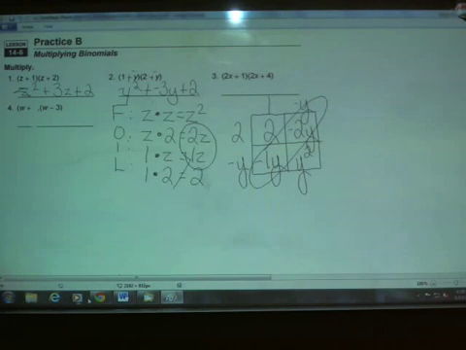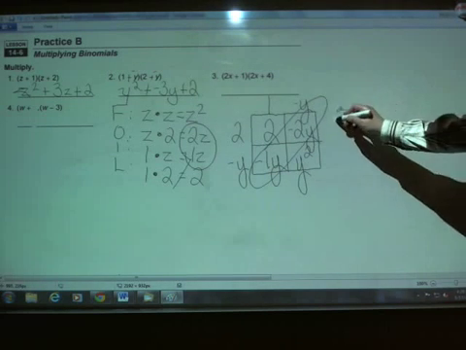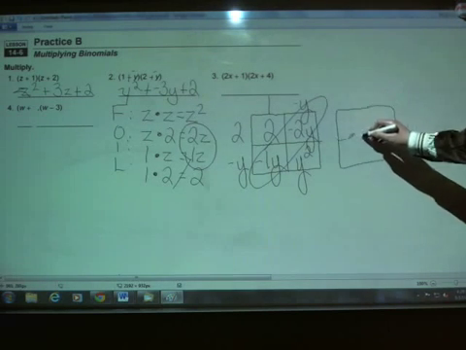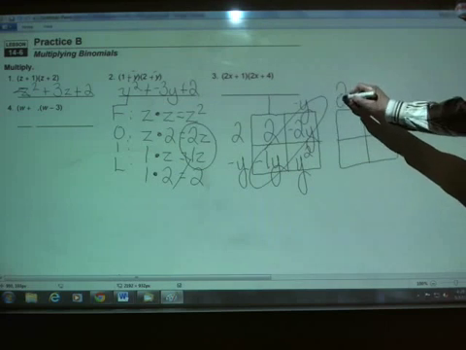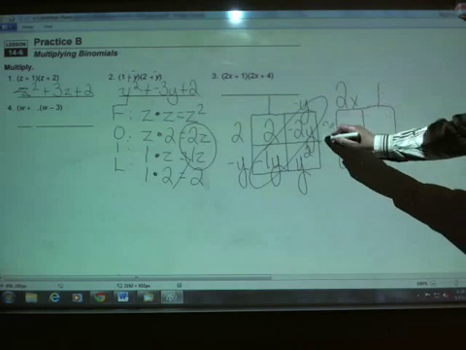All right, so let's go ahead and take a look at number 3. 2x plus 1 being multiplied by 2x plus 4. So I'm prepared to do another table here. And what's nice about this one is this one's already all additions, so I don't really have to spend any time thinking about changes here. I can just go ahead and dump this into the table and multiply. So I've got 2x plus 1 across the top and 2x plus 4 down the side.